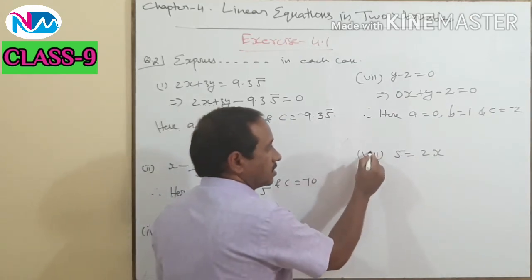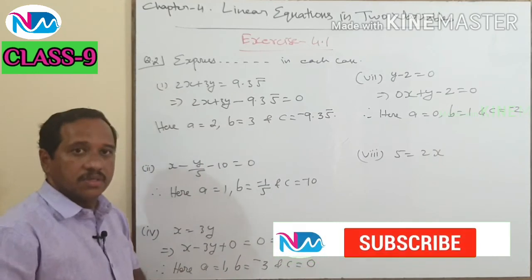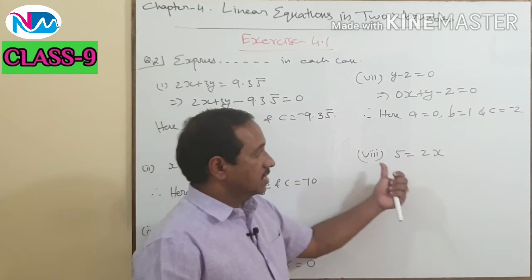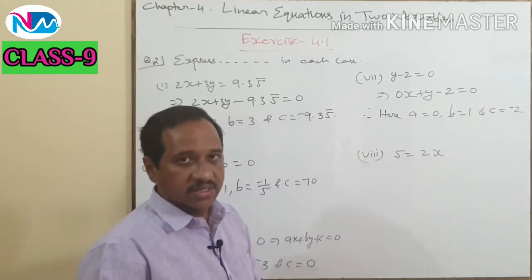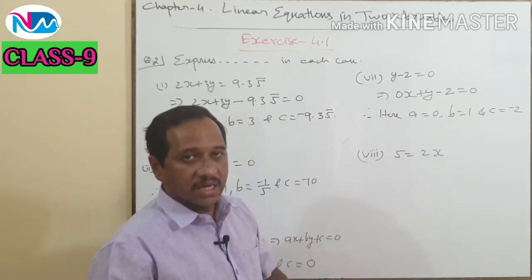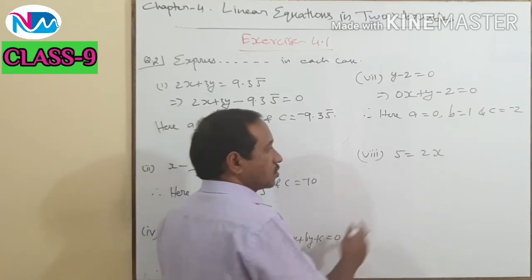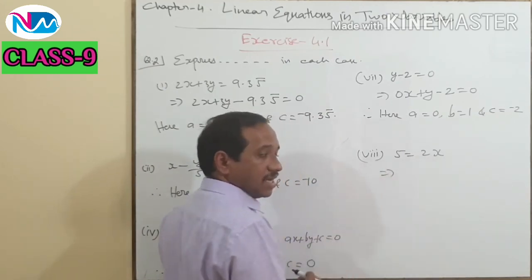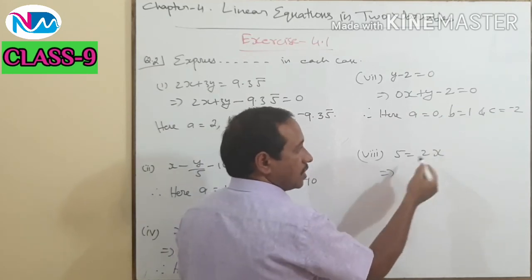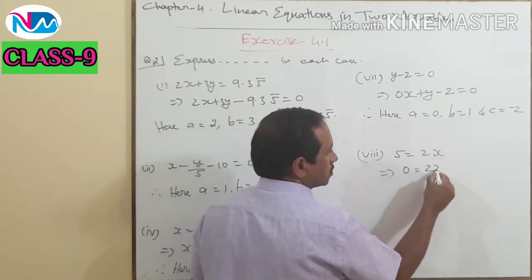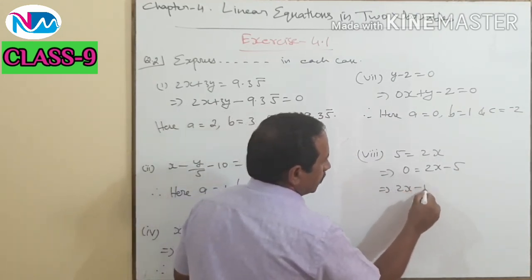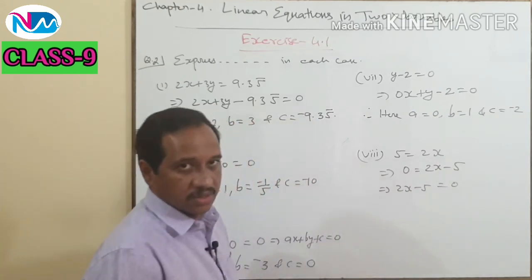Now I go to the eighth question under question number 2. The equation given is 5 is equal to 2x. To write the equation in the standard form, the RHS should be equal to 0. So I take 2x to the LHS, or we can take 5 to the RHS. So if I take 5 to the RHS, we get 0 is equal to 2x minus 5, or we can write it as 2x minus 5 is equal to 0.